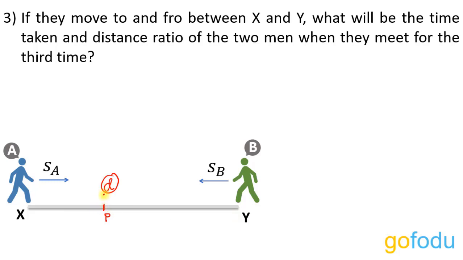Now we will talk about the second point of meeting. To meet for the second time, B will go in this direction, B will reach towards X, and A will go in this direction, A will reach towards Y.